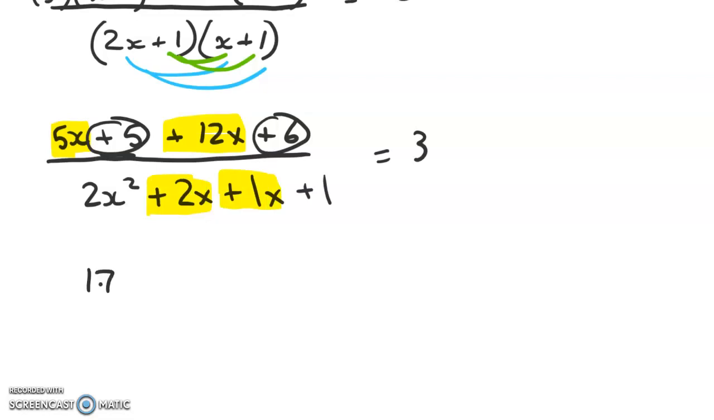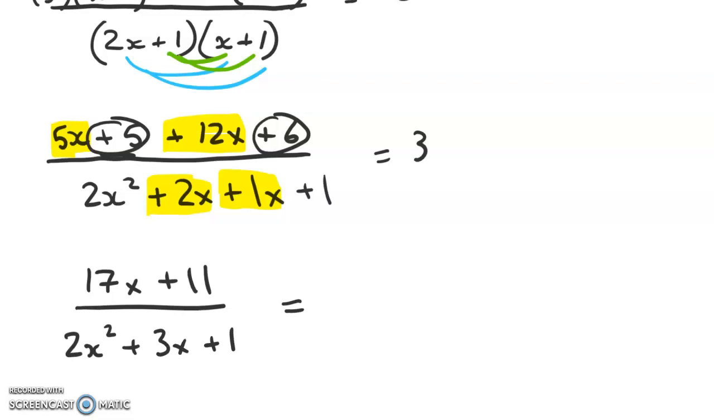5x and 12x is 17x. 5 and 6 is 11. And on the bottom, we can't add anything to that x squared because there's no other x squareds to add it to. But we can add the x's together. And we can leave that one where it is. Now, we're at the same point that we were the last time. The only difference is that this number on the right hand side is not a fraction, but we can turn it into a fraction by putting it over 1.